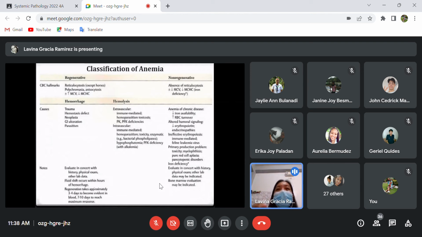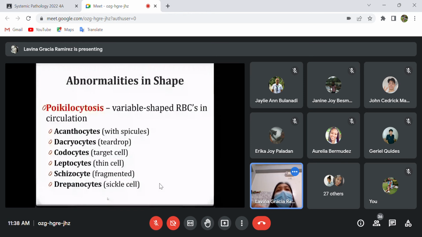Ito na lang ay pasada with regards to the different abnormalities in shapes. Ayan, so I have introduced to you a part of the abnormalities in shapes and sizes. Those term for abnormalities in shapes is poikilocytosis. So all of these, acantho, dacryo, codo, lepto, schizocyte, drepano are called poikilocytes, kasi they have variable shape. But particularly kung ano yung nakita yung different types ng shape na meron sila or may mga distinct characteristics, they are named as to this kind of characteristics.